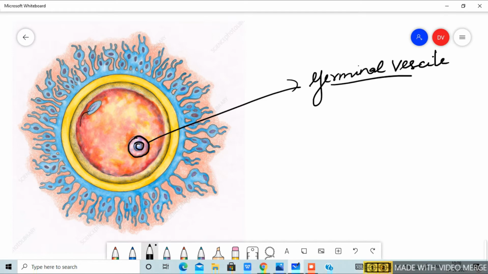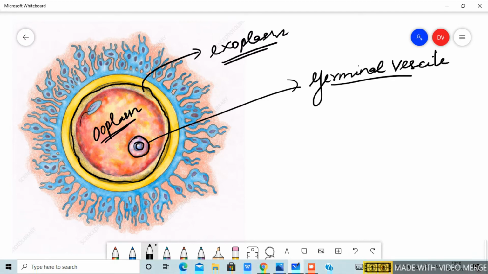Then if you take the egg as a cytoplasmic region, as you can see in this picture, this complete thing within is the cytoplasmic region. You can see that there are two divisions, an outer region and an inner region. The inner part we call the ooplasm, and the outer part we call the exoplasm. So the cytoplasm of the egg is the ooplasm plus the exoplasm.